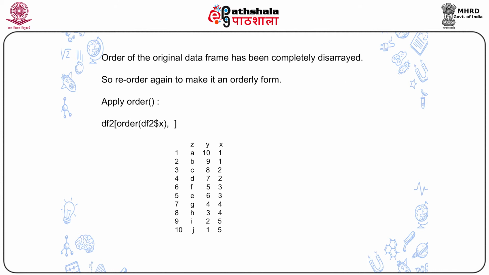Now, we will use sample to reorder it randomly. So, here is our df2, that is our new df, and we are setting the seed to be 20. So, our df2 will be like df[sample(nrow(df)), 3:1], and the df2 will be like this. Now, look at the new data frame. The order of the original data frame has been completely disarrayed. So, we want to reorder again to make it an orderly form.